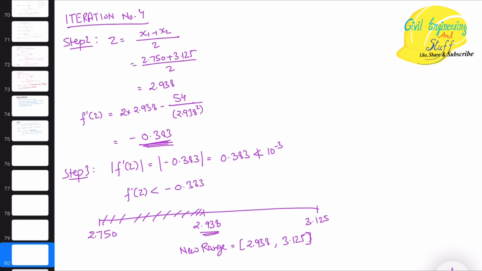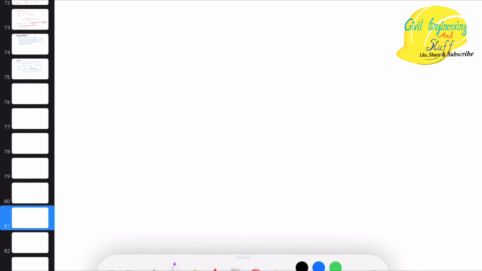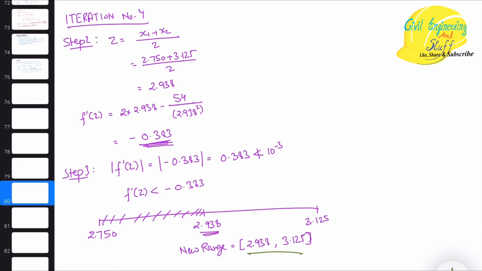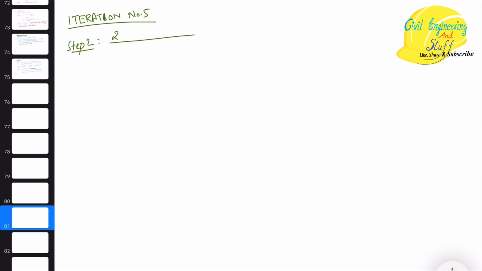Again, repeating step number 2, we are on iteration number 5. So in this step number 2, we have to find out the midpoint from the new range, that is 2.938 and 3.125. 2.938 plus 3.125 divided by 2. Solving it, it will be 3.032.